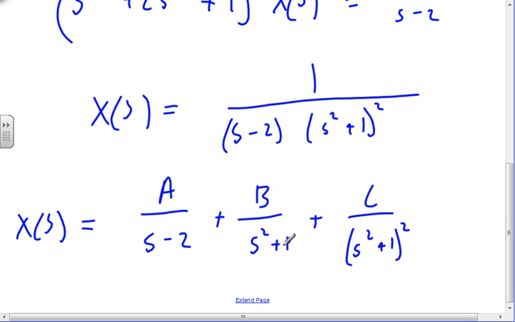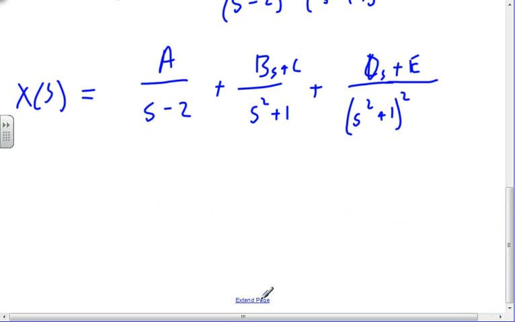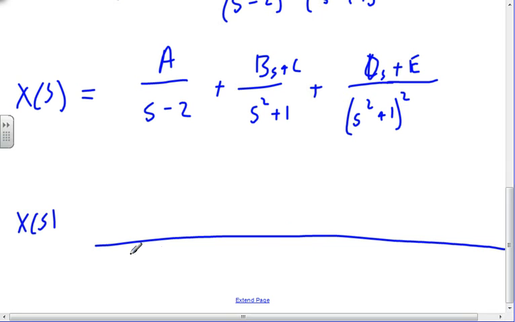When I have the same guy in the bottom, the numerators aren't constants, so this would be s plus c, and this would have to be c, d, s plus e. Oh, looks like I'm heading for 5 equations, 5 unknowns, and I don't have a solver for that. Oh well. Can't have everything. So we put them all underneath the common denominator, leaving plenty of room on the top.